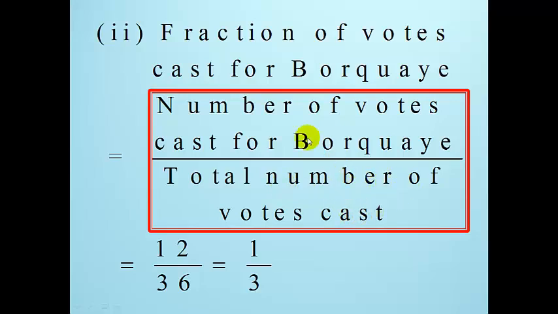Now from the table, the number of votes cast for Bokwe equals 12 and the total number of votes cast equals 36. So if you want to find the fraction of votes cast for Bokwe, we divide the number of votes cast for Bokwe, that is 12, by the total number of votes cast, and that is 36. And so the answer is 12 divided by 36, and this is equal to 1/3. That means that the fraction of votes cast for Bokwe is equal to 1/3.